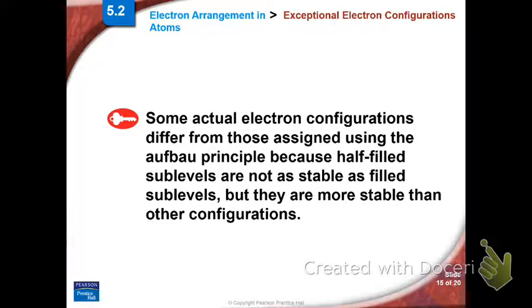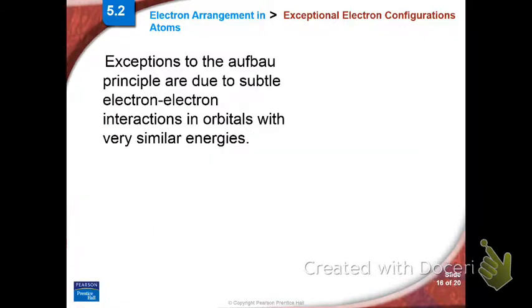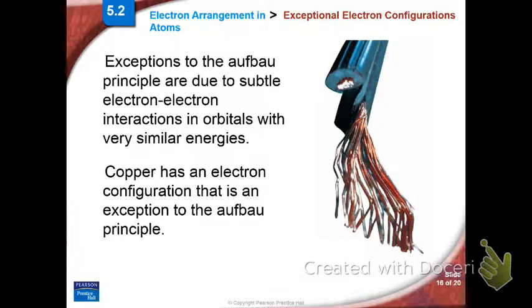Okay, we got those rules and they're fantastic. But as in many things, there's always exceptions to the rules. Sometimes there's a couple elements that aren't going to follow the rules because they are more stable with a half-filled sublevel than with a full sublevel. Copper is one of those exceptions.